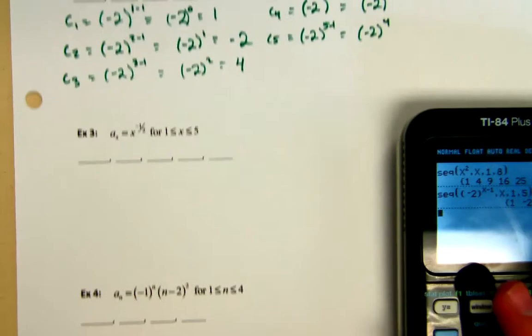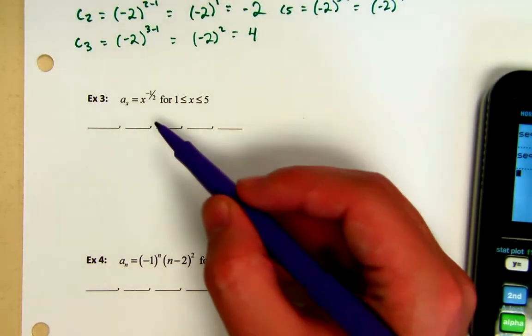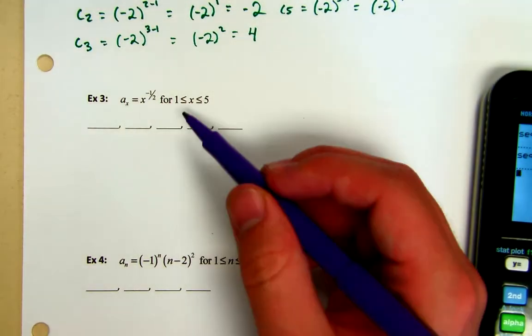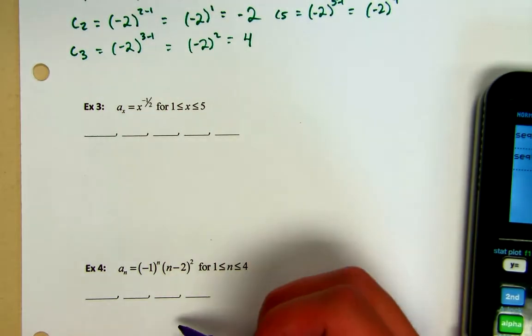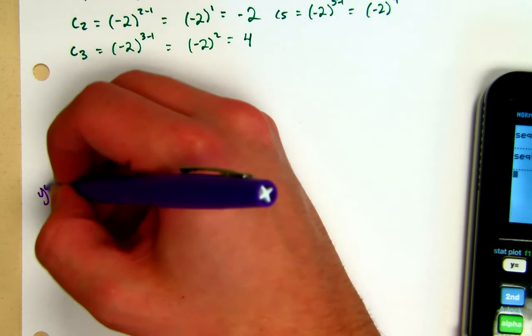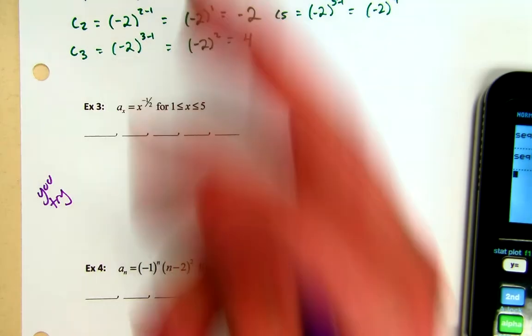Alright, for these remaining two, I'd like you to show the first few at least, and then check with your calculator. So you should show some work for these, and then check with your calculator. So these ones you are trying on your own.